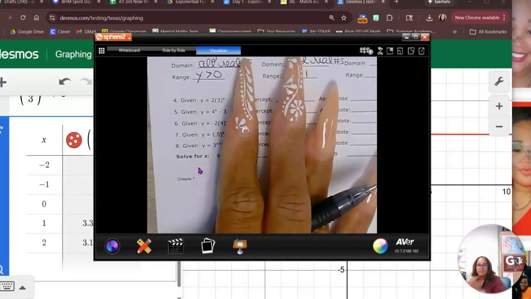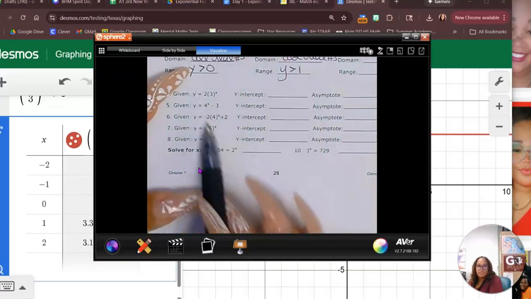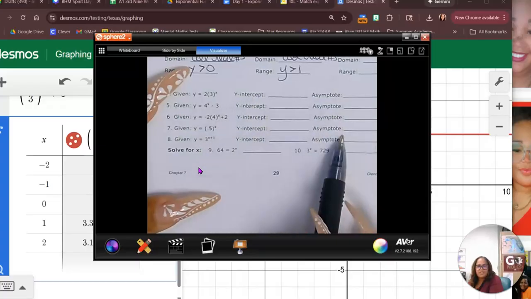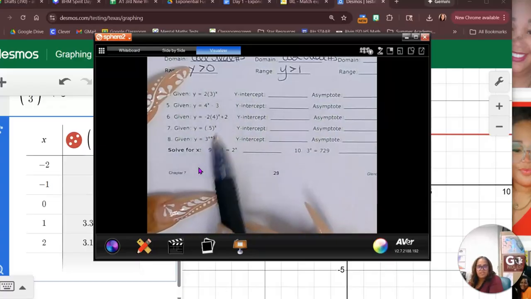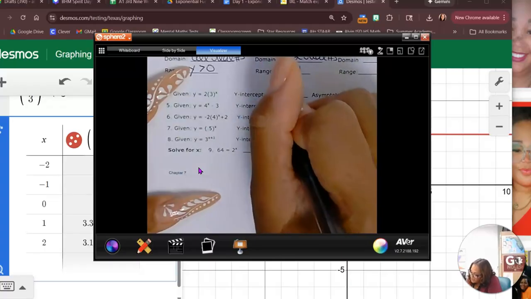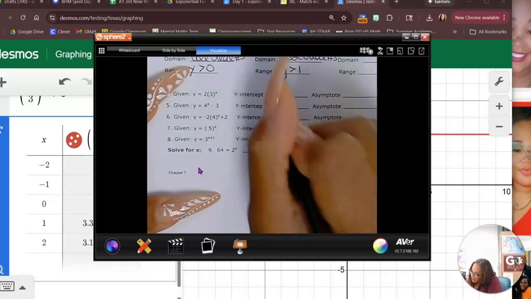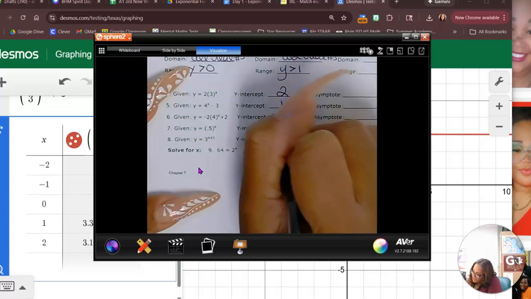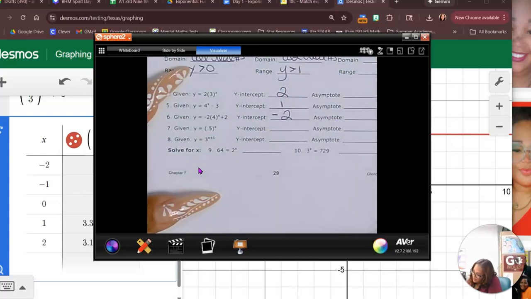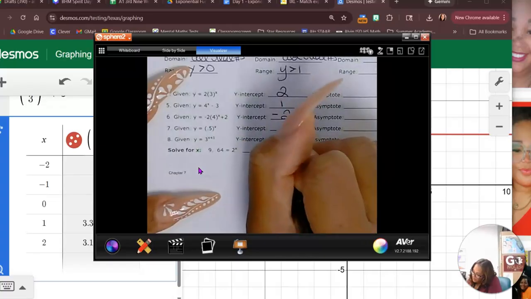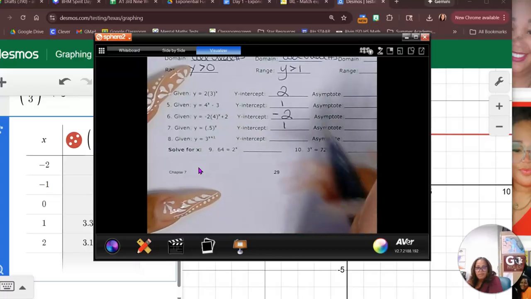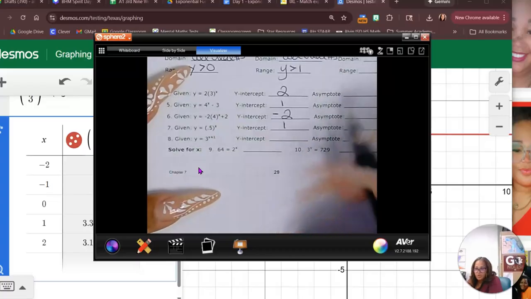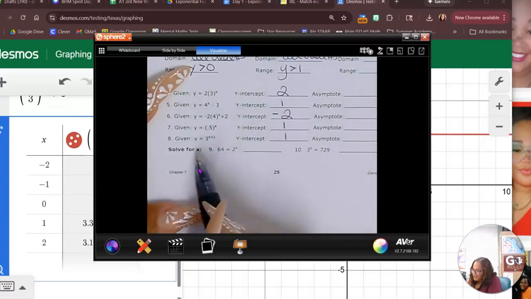So looking at these down here, these are where we just identify our y-intercepts. We're going to skip the asymptotes. We're just going to look at the y-intercepts. So here my y-intercept is 2. Here my y-intercept is 1. Here my y-intercept is -2. Here my y-intercept is 1. Here my y-intercept is also 1. Again, you won't see very many of these as well.